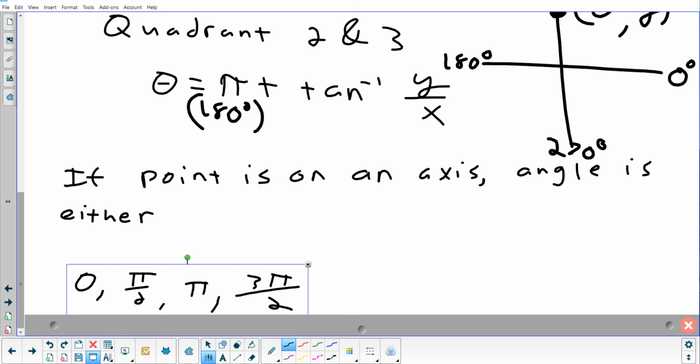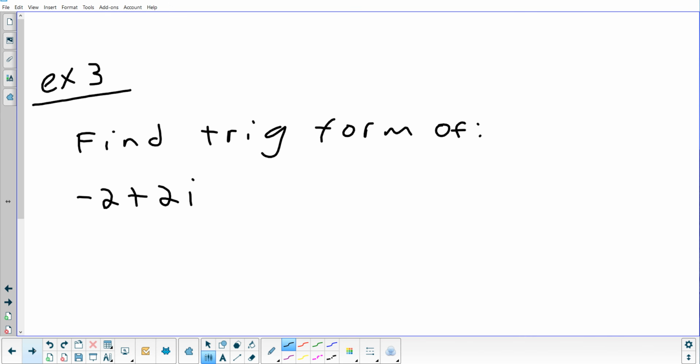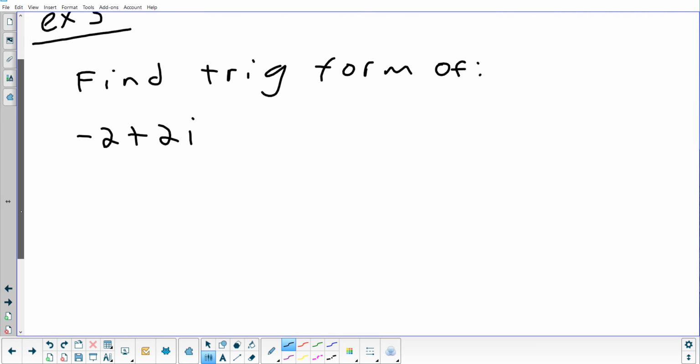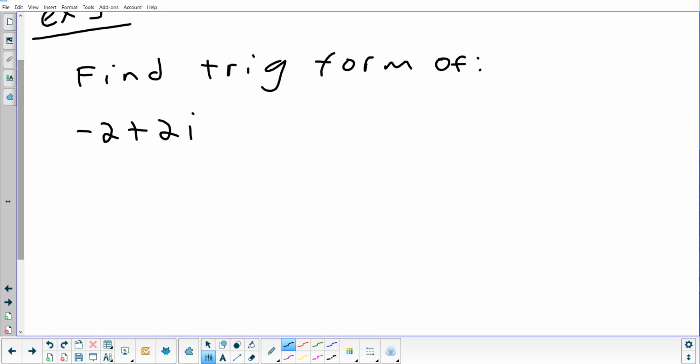Then, once we know how to write a complex number in trig form, certain arithmetic things become very easy. Much easier than they used to be. Right, so let's try writing this number in trig form, and then I'll show you how we can do something a lot easier than we used to, as long as you understand what we did today. Right, so -2 plus 2i.